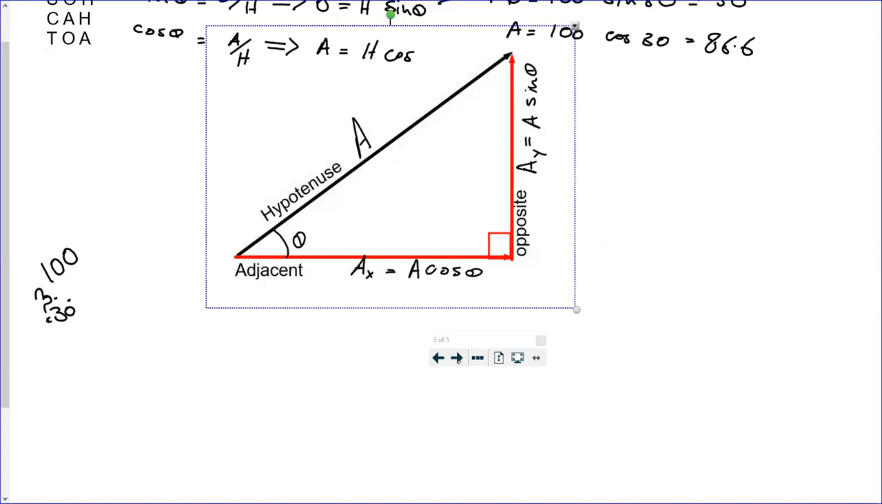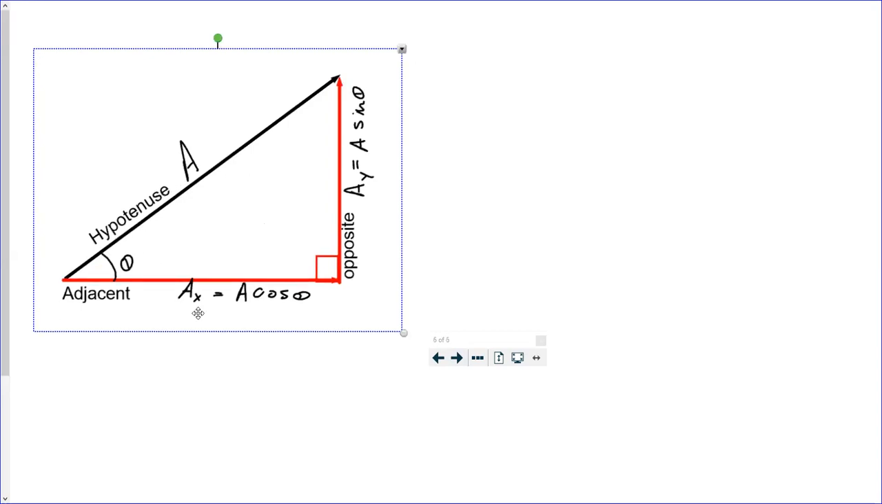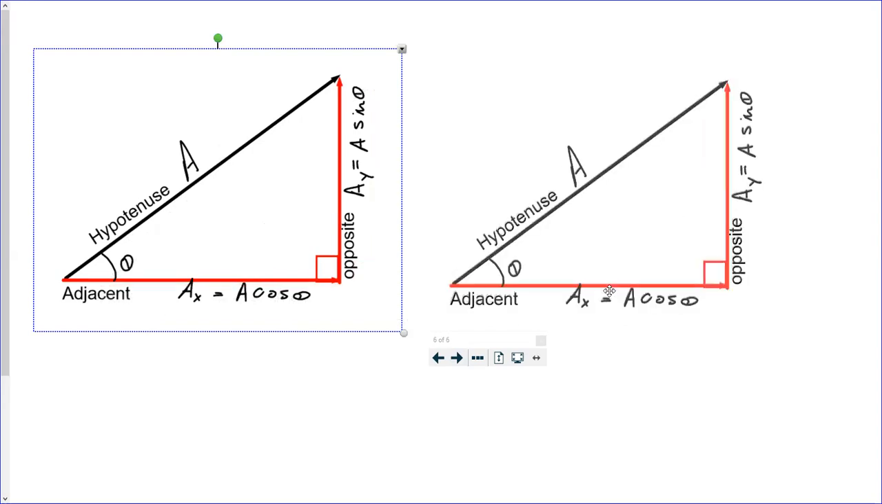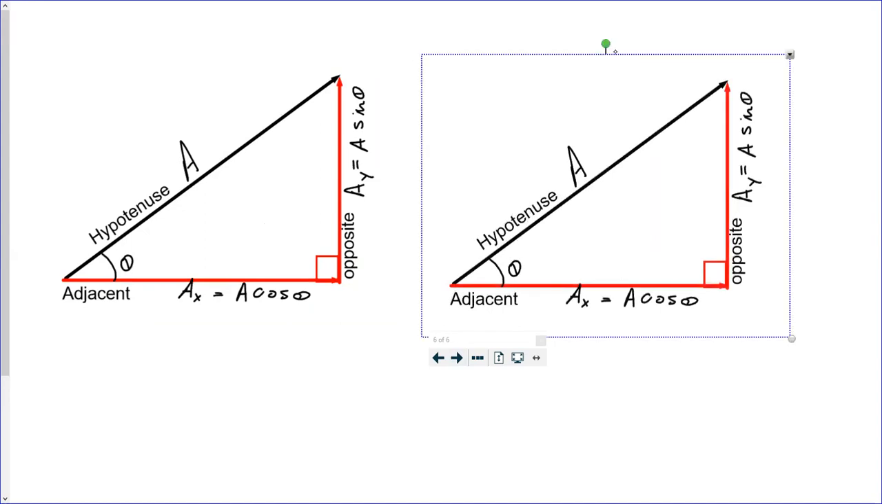Why it's not always like that, we are going to discuss. So look, I draw it here. It's the same figure, so x is the cos theta and y is the sine theta. But if I use the same figure and I turn it, just a second, I turn it this way.